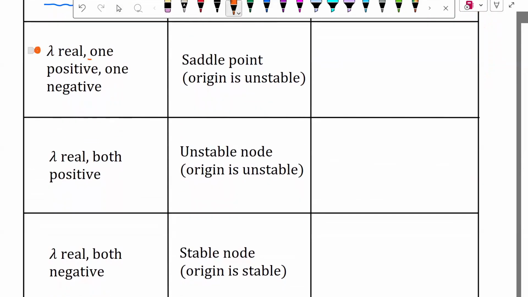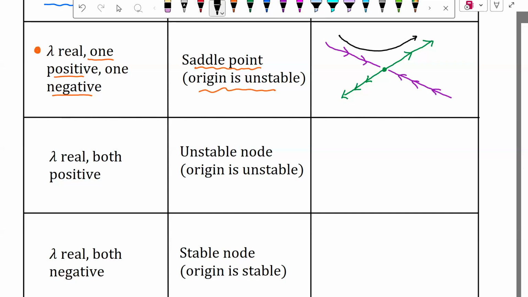Let's look at the three cases of real eigenvalue pairs. Suppose our eigenvalues are real, but one of them is positive and one of them is negative. That's considered a saddle point, and the origin is unstable. The eigenvector with the positive eigenvalue will have solution trajectories moving away from the origin, and the eigenvector with the negative eigenvalue will have solution trajectories moving toward the origin. And trajectories accordingly will eventually move in the direction of the dominant eigenvector.